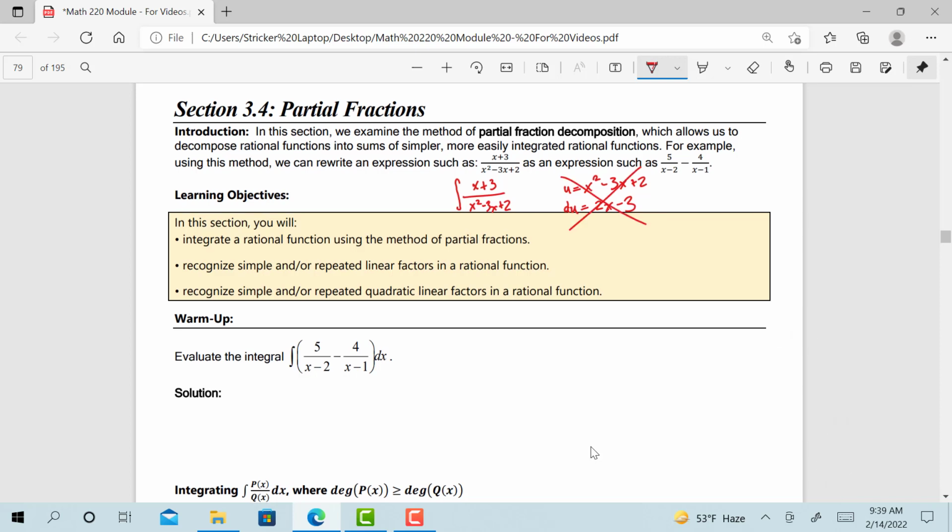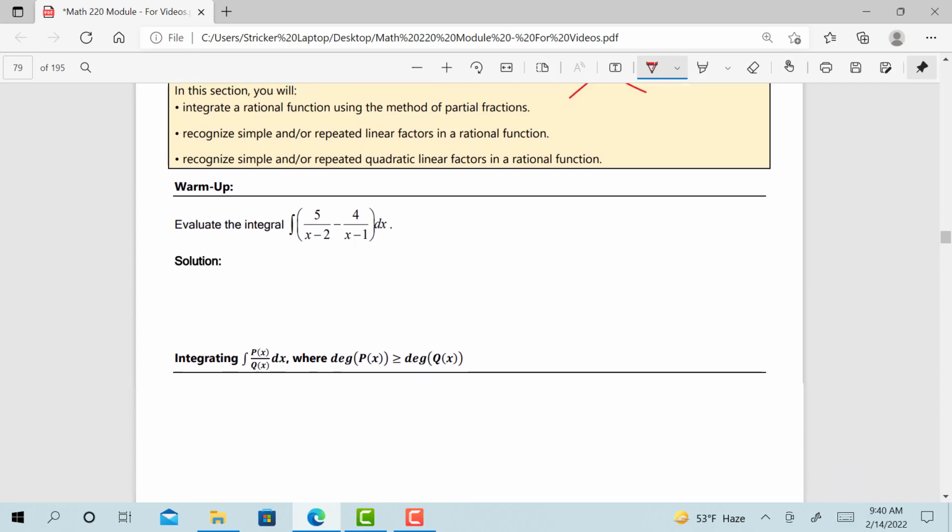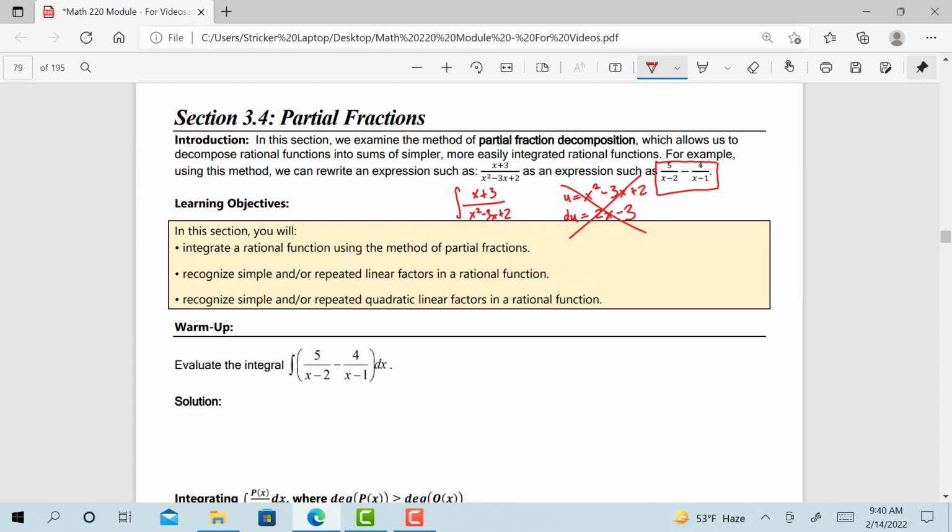So u substitution won't work, but if we could figure out how to decompose the fraction, if you will, and rewrite it as an equivalent expression, such as it turns out that x plus 3 over x squared minus 3x plus 2 is equivalent to what I just boxed here. It's equivalent to 5 over x minus 2 minus 4 over x minus 1. So the main thing that we're going to be talking about in this section is how we decompose the fraction, or how we rewrite it like we see in the box here. The reason why is because an integral like that is actually quite easy to find, because it's a simple u substitution.